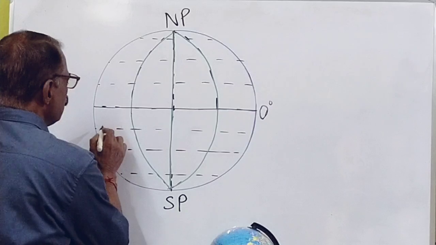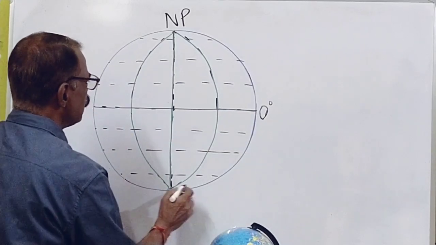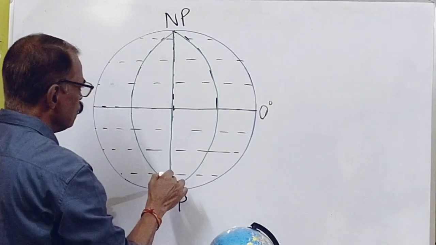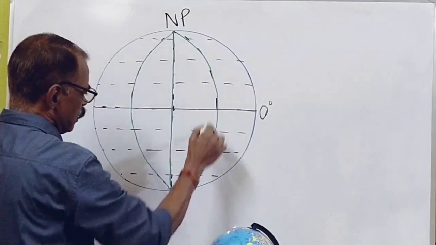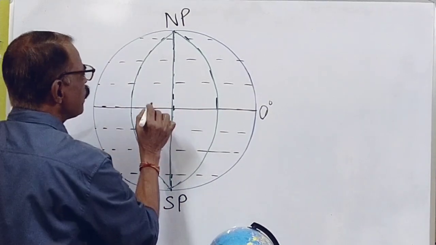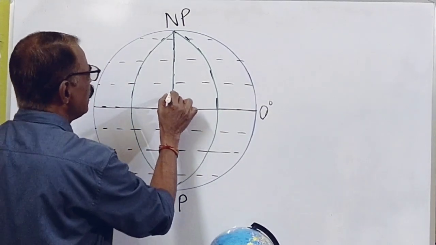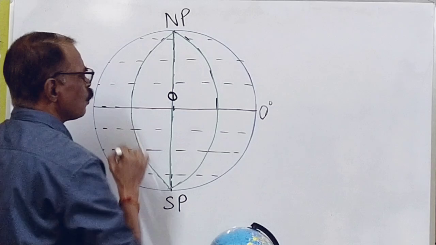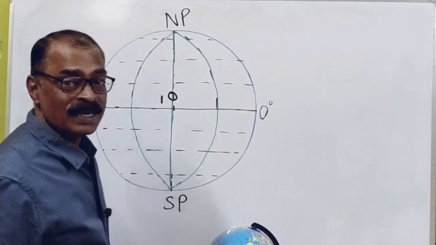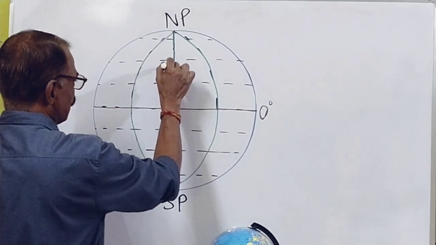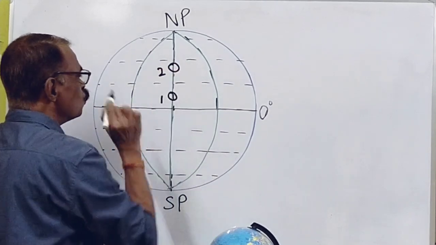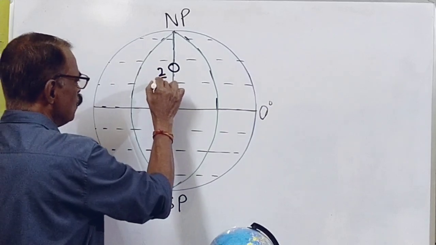Suppose these are different latitudes, right? And these are longitudes. Say this is also one longitude, okay? And this is another longitude. Now, suppose there is one object here, say object 1. And there is another object here, okay? Let this be object 2. This is object 2 and this is object 1.